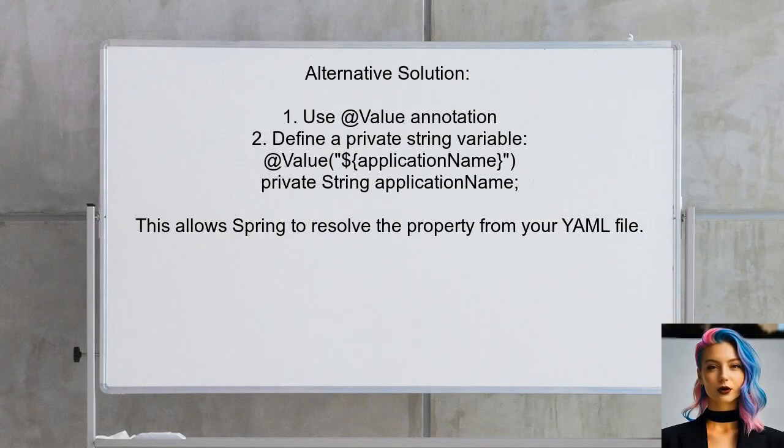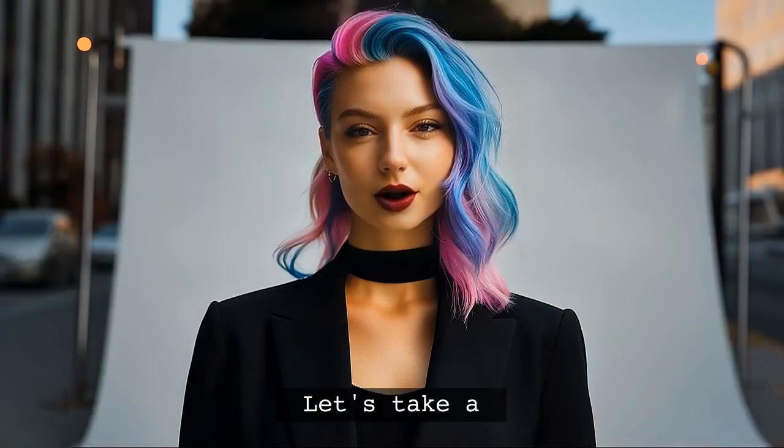An alternative solution provided by a user involves using the Spring Framework's @Value annotation. They suggest defining a private string variable for application name and annotating it with @Value, which allows you to inject the property directly from your application.yaml. That's it for that answer. Let's take a look at another one.